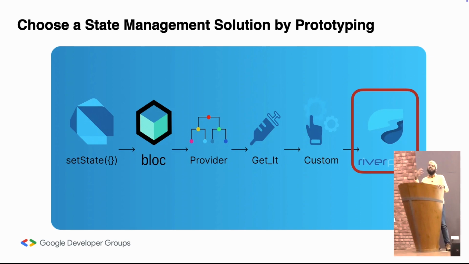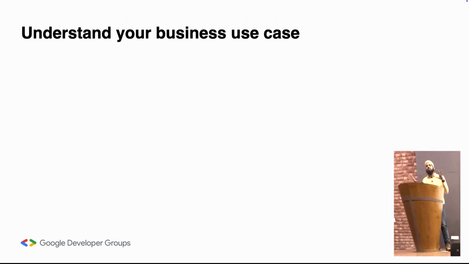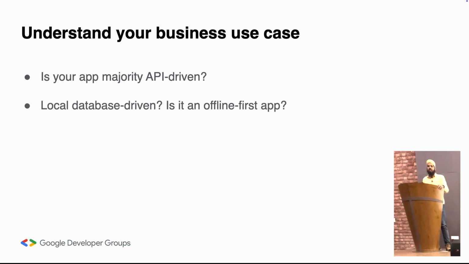So before choosing any state management solution, you need to first understand your business use case, what your business is trying to solve. For example, is your app fully API driven, like everything is coming from the API? Or is it local database driven? Everything happens on your local database first. Like WhatsApp, right? In WhatsApp, even if you don't have an internet connection, you can still use it, and the messages you send can be stored locally.